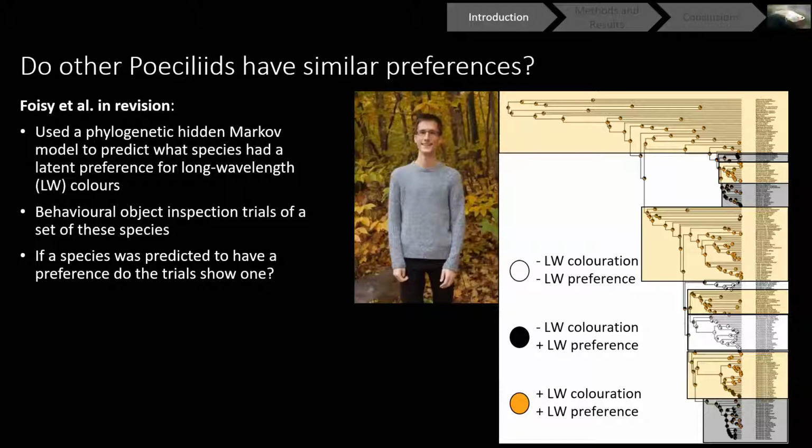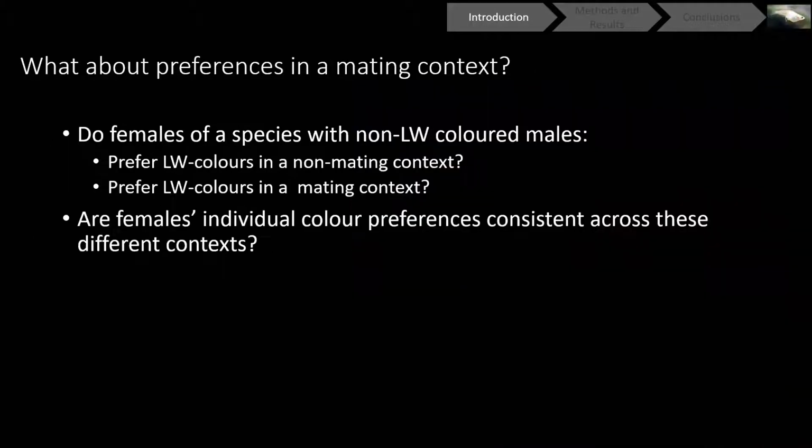But one remaining question is whether this preference exists in a mating context, because the sensory bias model specifically predicts that the preferences are going to exist both in a non-mating and a mating context. This is what I expanded on. I wanted to know if, in a species where males naturally lack long wavelength colors, females have a preference both in a non-mating and in a mating context for these long wavelength colors.